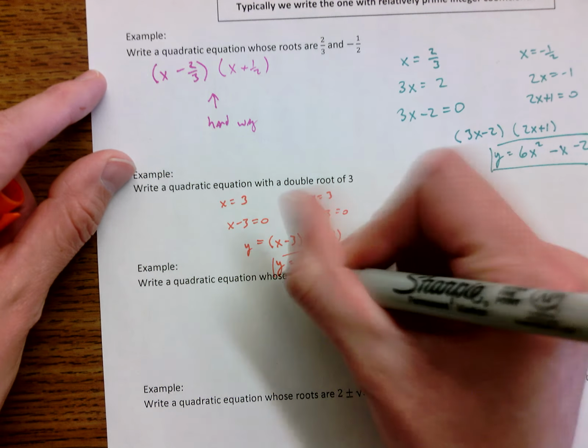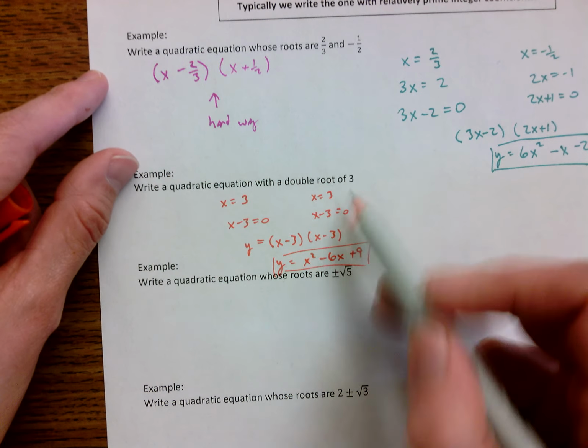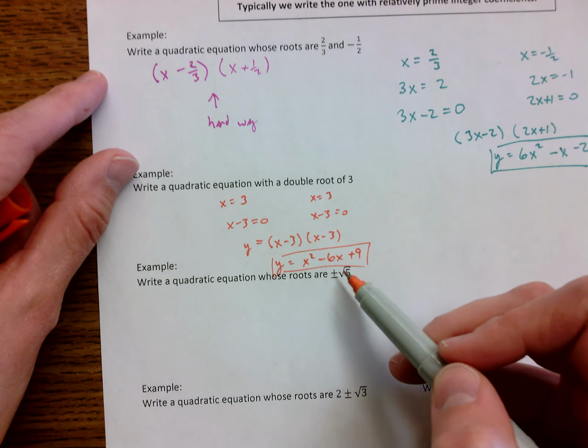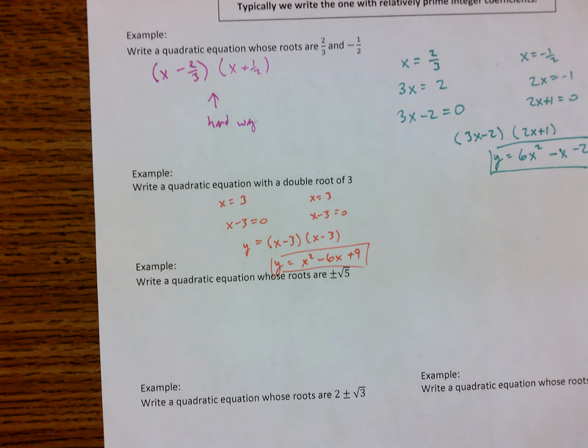And there we go. That one probably would have been an easier one to jump right to here and multiply it out. But I just kind of did the backtracking to show you kind of how that works.